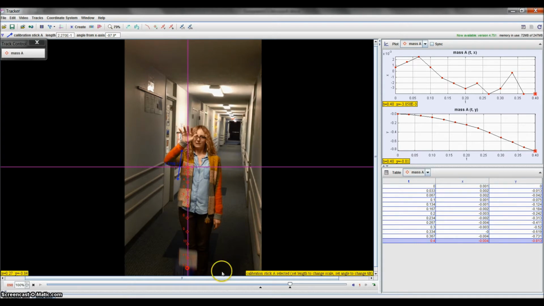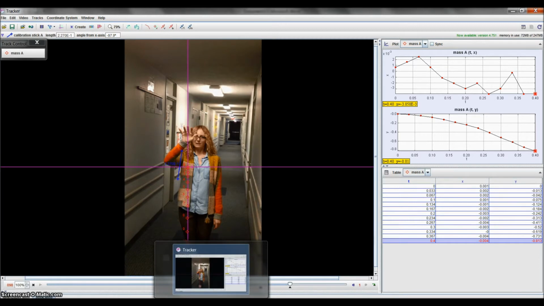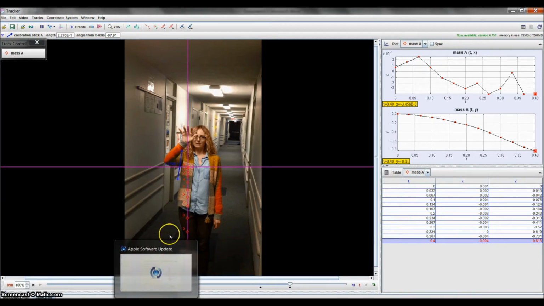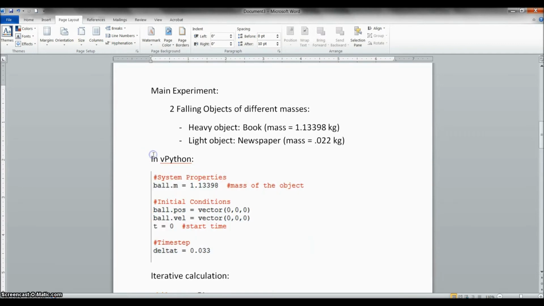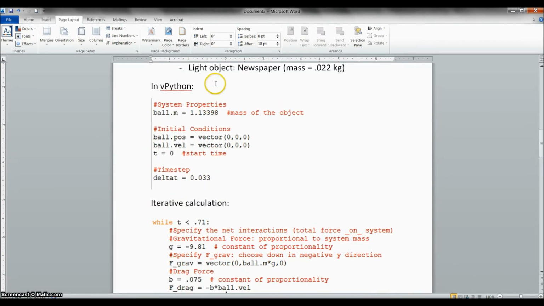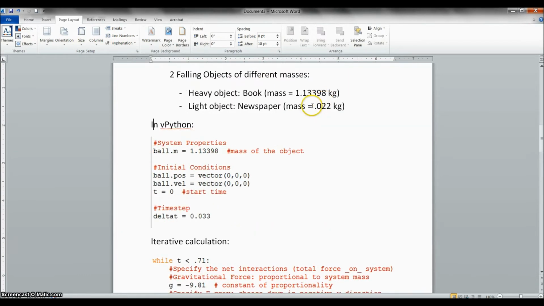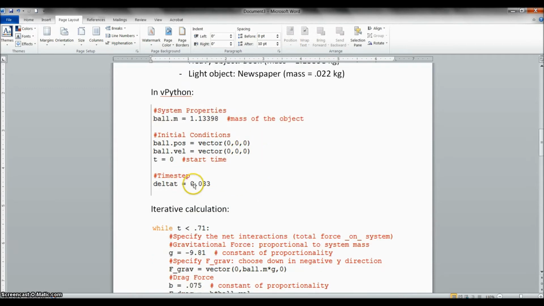So I took that data and put it into Excel, and I'll use it later to compare to my computer model, which I'm going to explain right now. For my computer model, I used VPython to set up a model of the systems. I entered the masses of both of the objects into VPython, along with some other initial conditions such as starting position and velocity, which were both 0 as they were dropped from rest. And then I also set the time step to be 1/30th of a second, which is exactly the same as what Tracker uses.